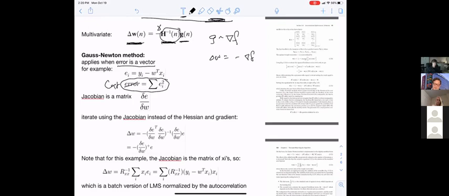So in that case, the Gauss-Newton method applies because essentially you're taking the Jacobian of the error, which is now a vector. The Jacobian is the derivative of the vector error or the vector cost with respect to the weights, right? So that's where you get a Jacobian matrix from.